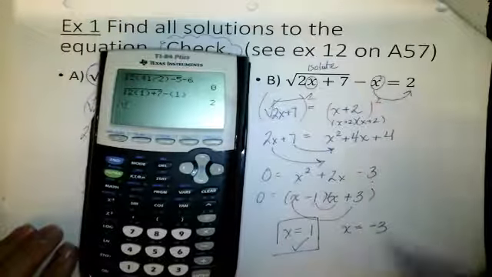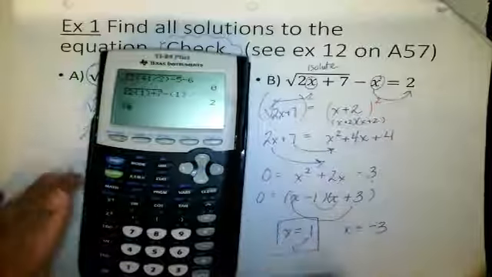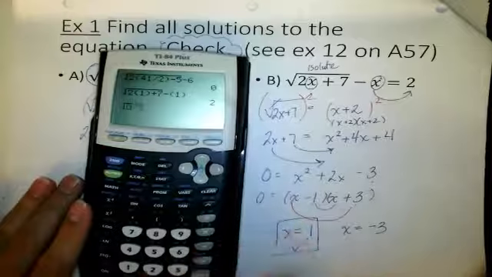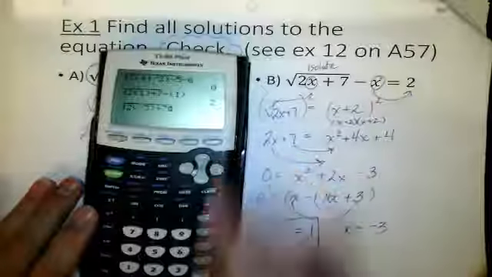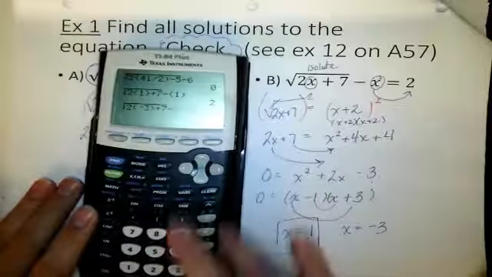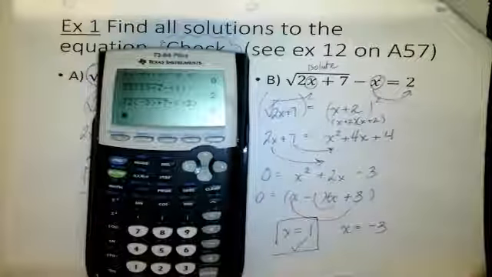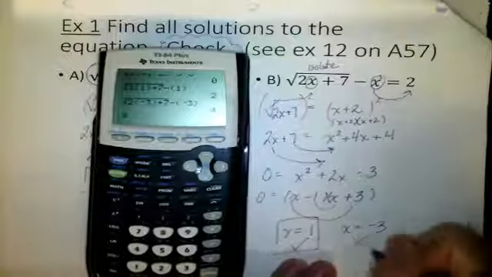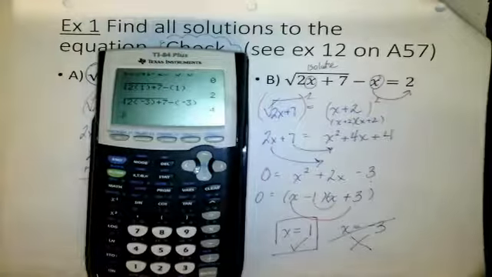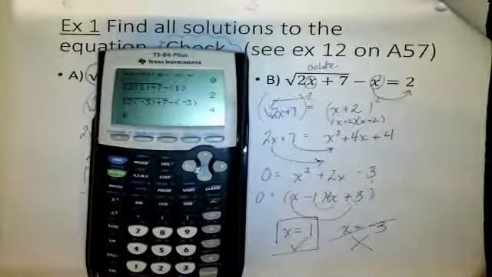And now I want to check that negative 3 as well. So same thing. 2 times the negative 3 plus the 7, and then minus the negative 3. Did that work? No, that was an ultimate fail. That is a false solution. So that can happen.